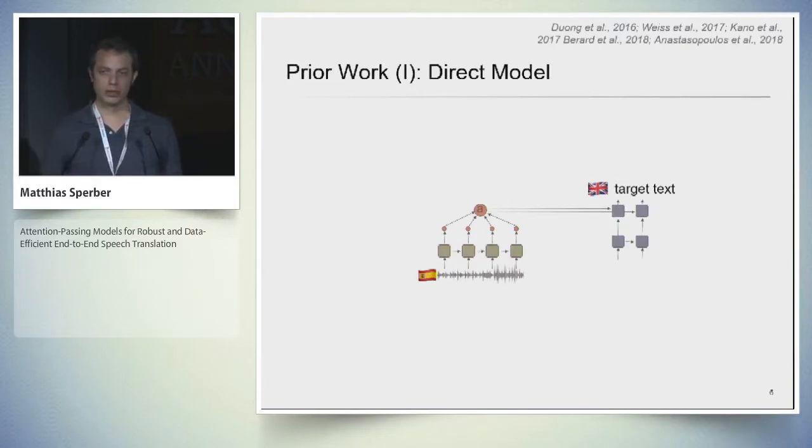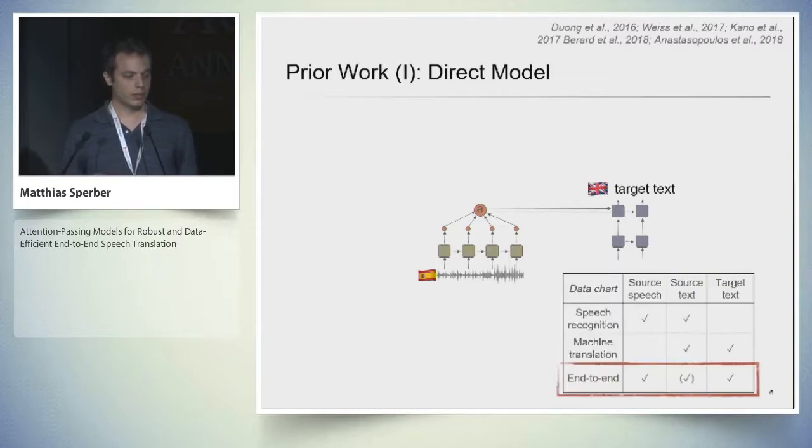So let's talk a bit about prior work. The first kind of prior work simply applies the sequence-to-sequence model to the problem, where the inputs are the source speech and the outputs are the target text. So looking in the data chart, that is going to be trained on the end-to-end data, which can be limited in practice.